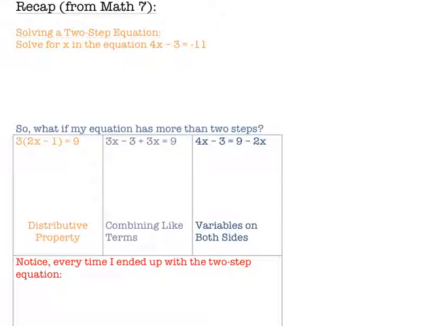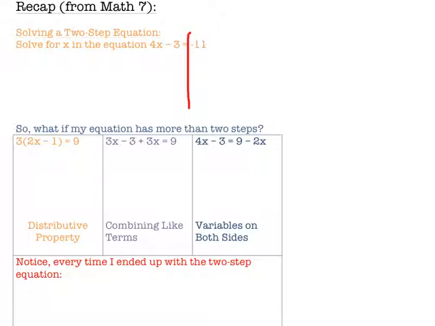All right, so this is a recap from Math 7. So this is solving a two-step equation. So for example, if we want to solve for x in the equation 4x minus 3 is equal to negative 11, the very first thing I always recommend doing is drawing that line down the middle to show the two sides of the equation. Remember, an equation is stating that those sides are equal to each other. And so from that, we get this idea that anything I do to one side, I have to do to the other, because that's the only way we can keep the two sides of that equation balanced.